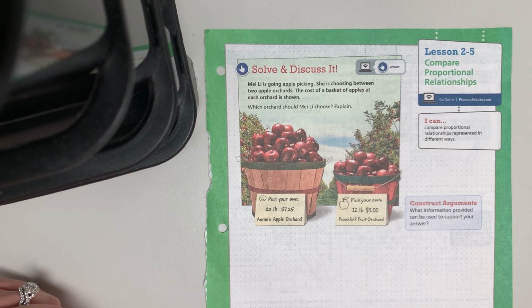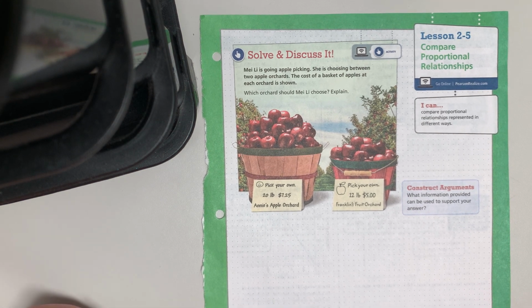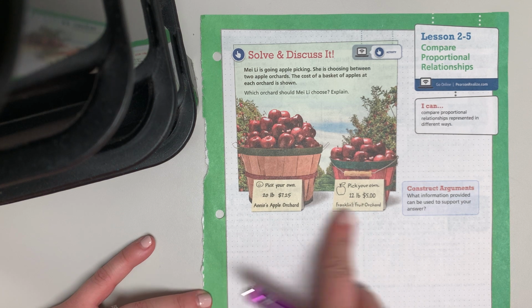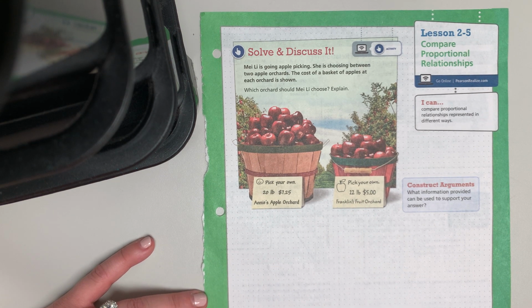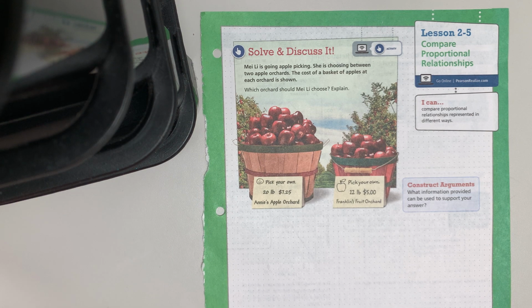Hey y'all, today we're going to talk about comparing proportional relationships. So let's go ahead and start by looking at our first problem. First of all, we're going to compare two different apple orchards and see which orchard has the better deal on picking apples. Whenever you're comparing something with prices, you always want to set up your proportion as a fraction to compare the two different items.